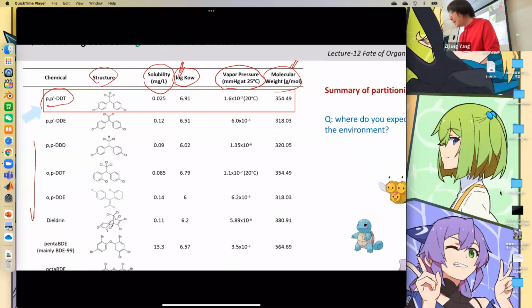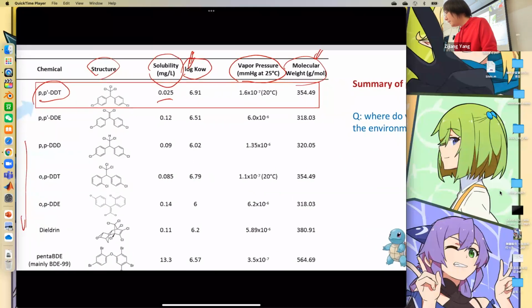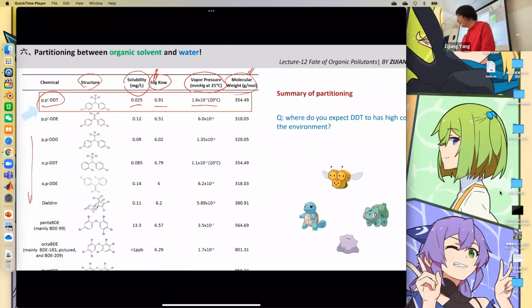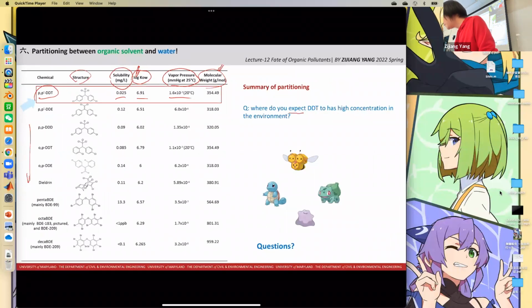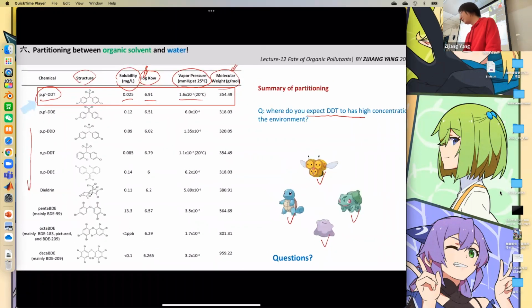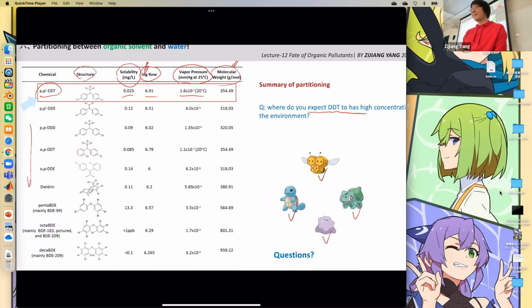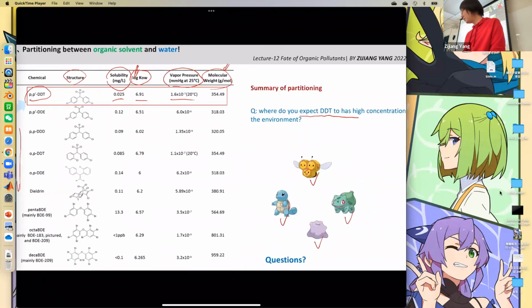So let's just say for this DDT, given these different parameters, what do we expect? Which phase do we expect DDT to have the highest concentration in the environment? Let's say we have the water, we have the air, and we have the animals and plants. So which phase do you guys think we expect DDT to have a higher concentration in, based on these values?